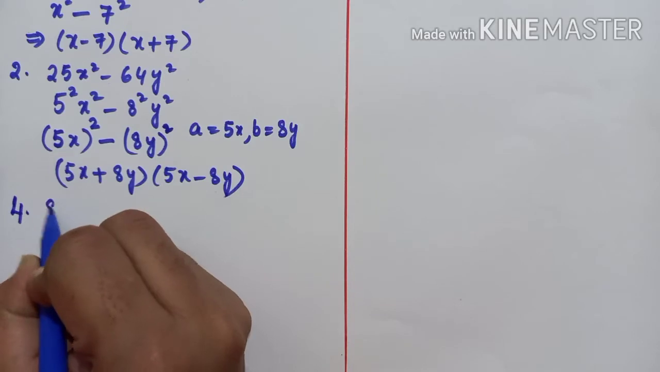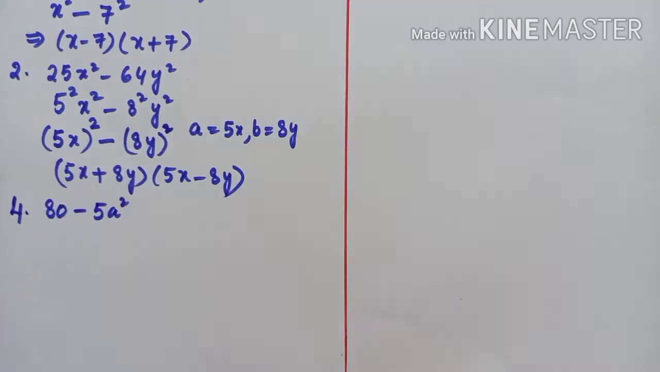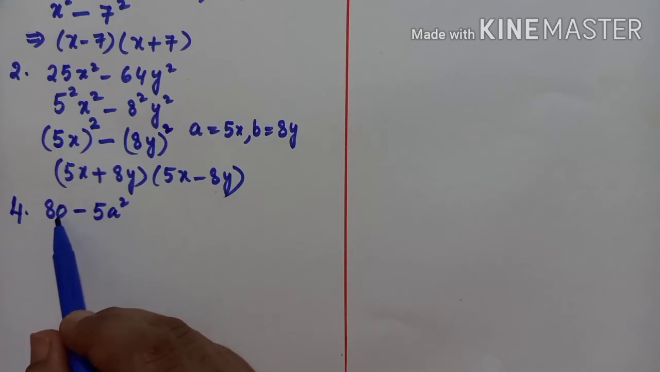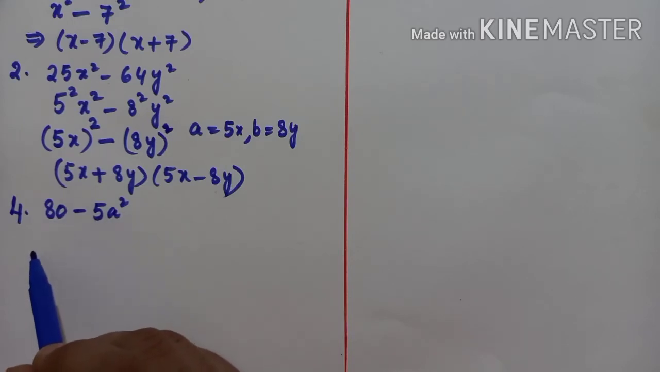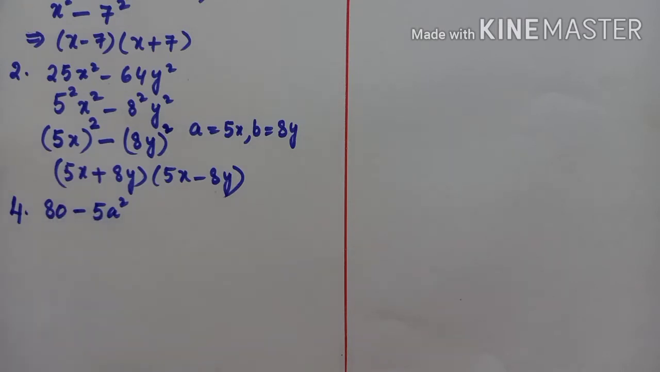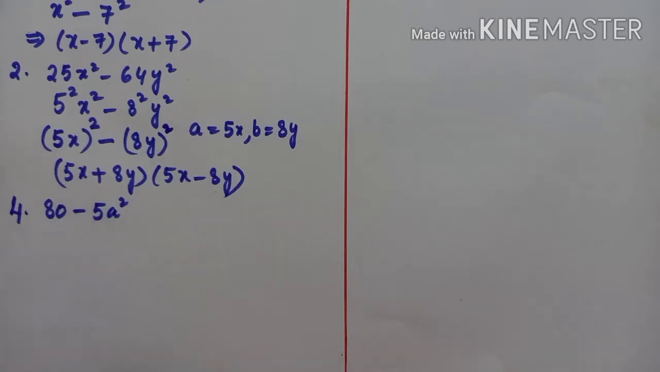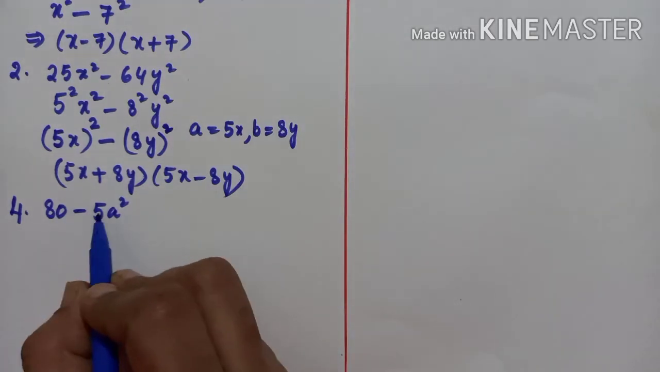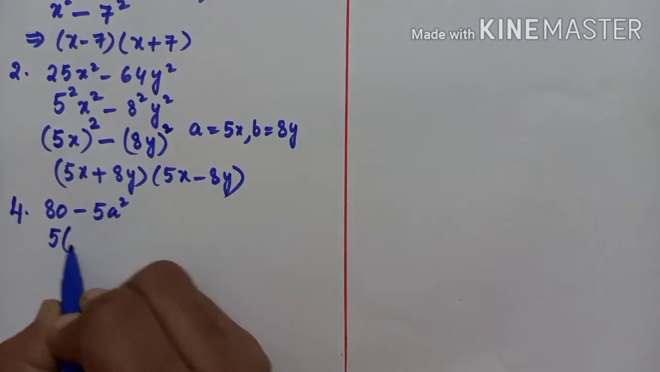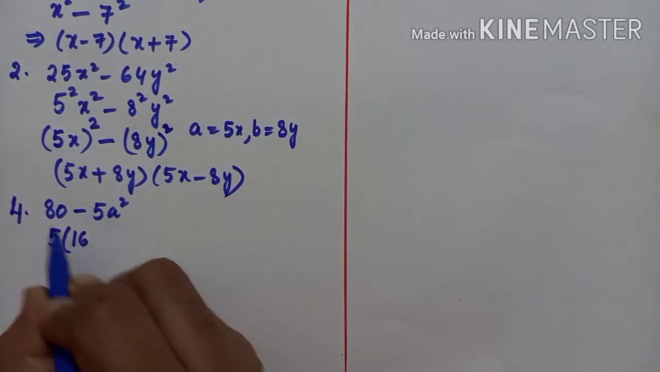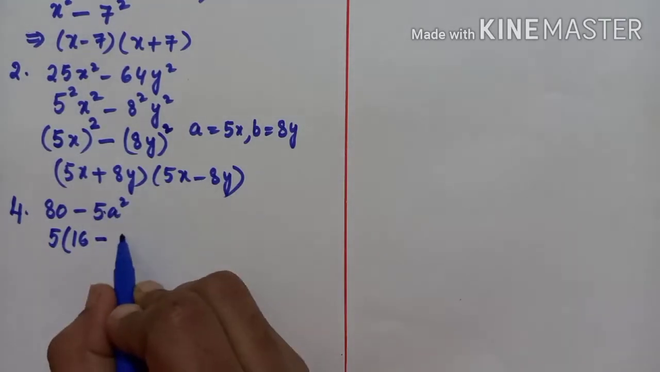Now the fourth problem, 80 minus 5a square. Here 80 is not a perfect square, and 5 is also not a perfect square. So what can you do here? Out of 80 and 5, can you take something common, so that we can write it in the brackets, and then check whether whatever is inside the brackets is a perfect square or not? Here 80 and 5 come in the 5 table, so 5 into 16 will give you 80. I'm taking 5 common outside of the bracket, then minus 5 already taken, a square is left.